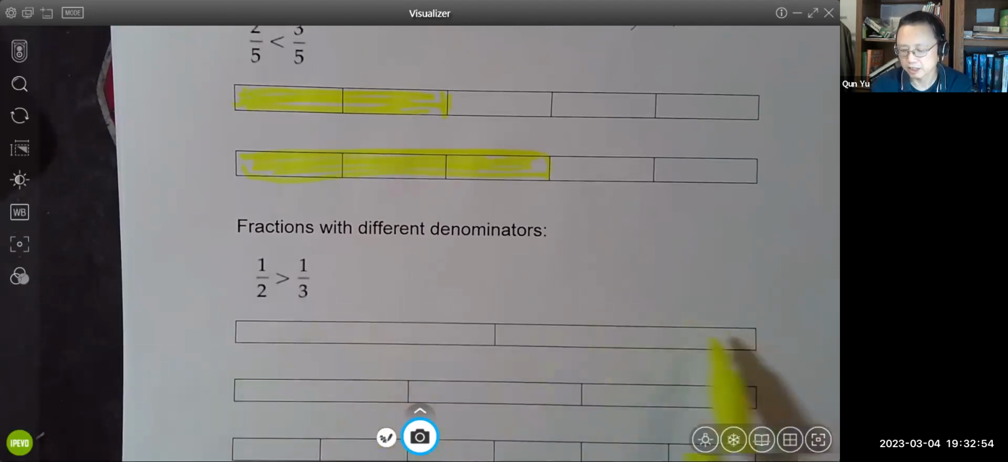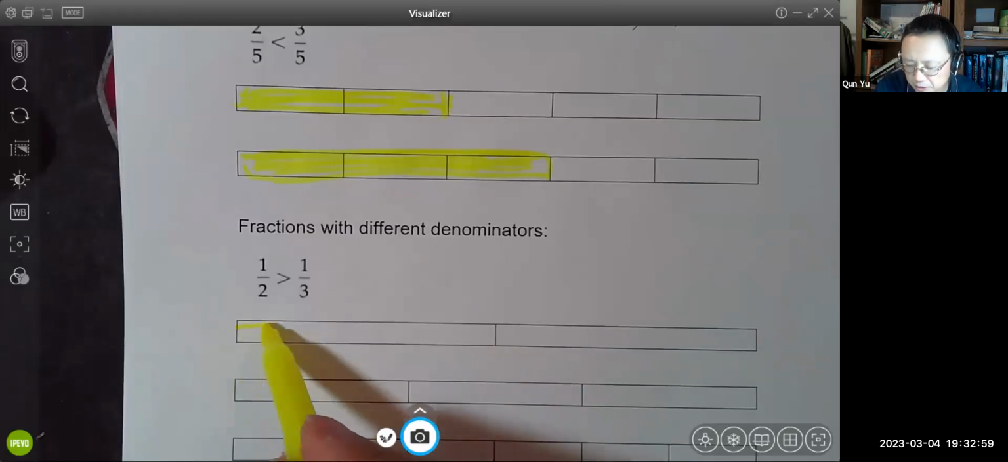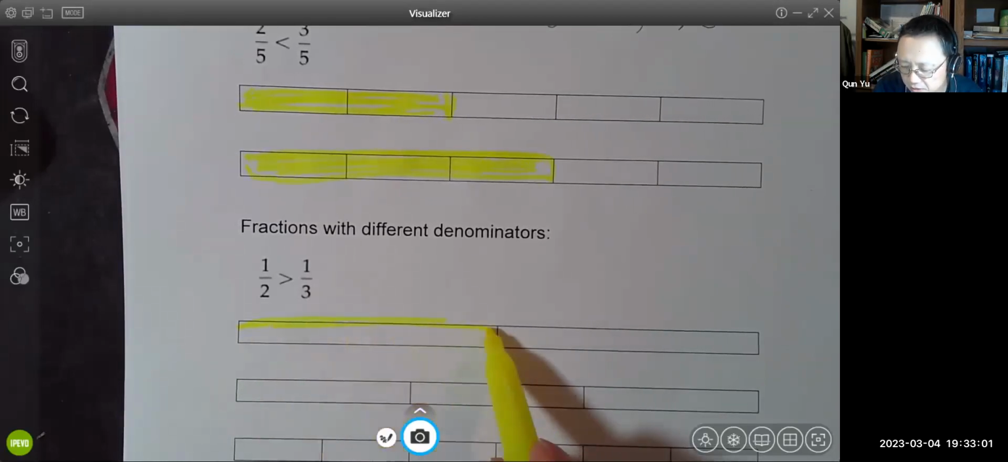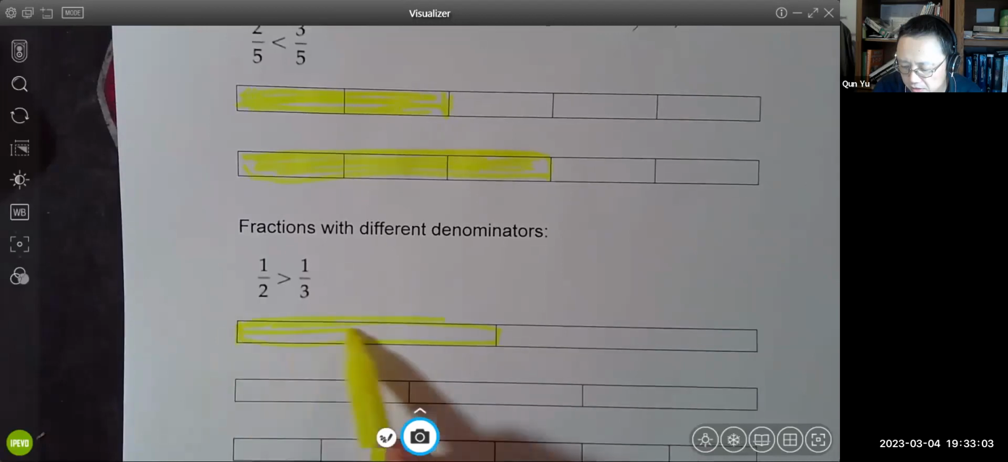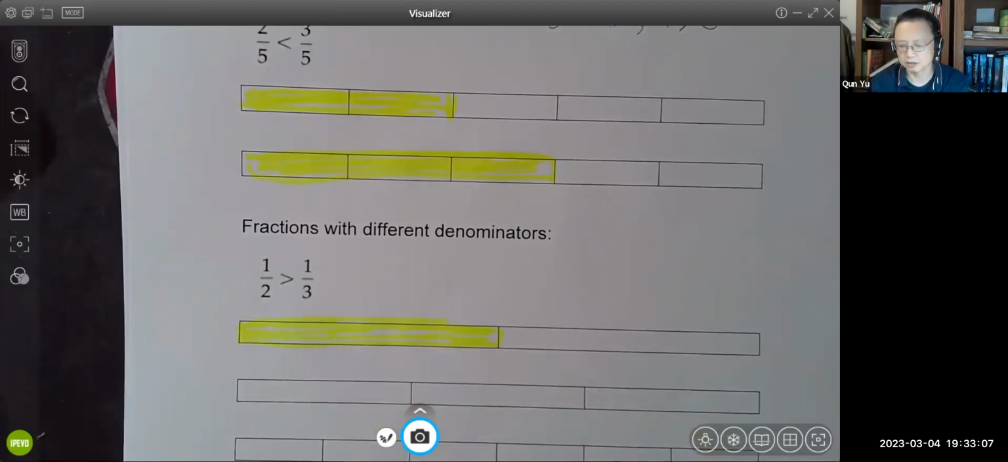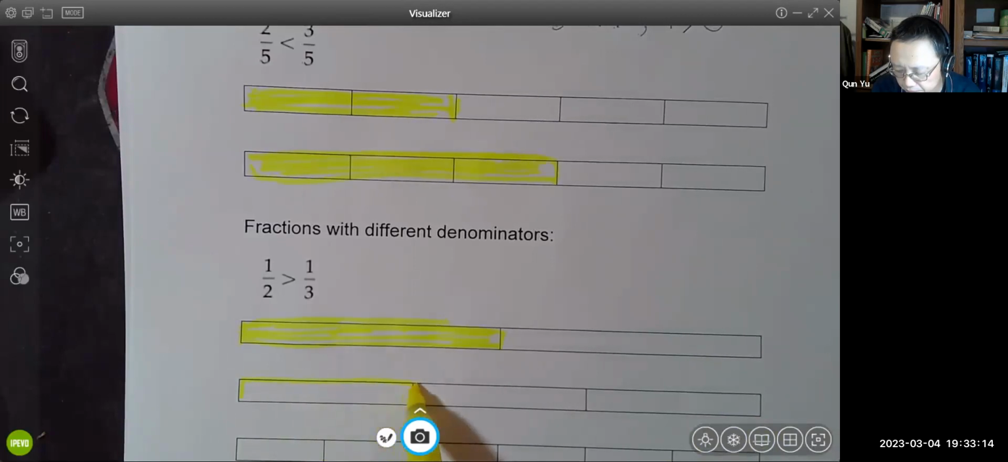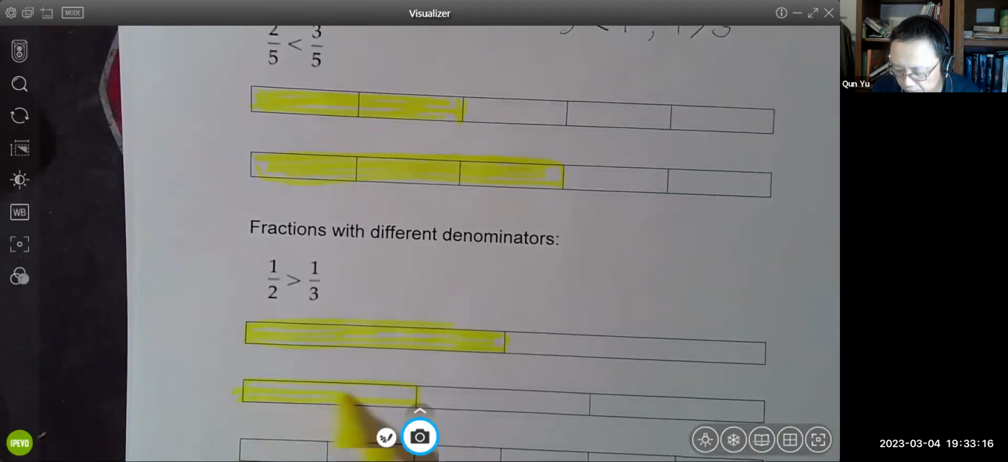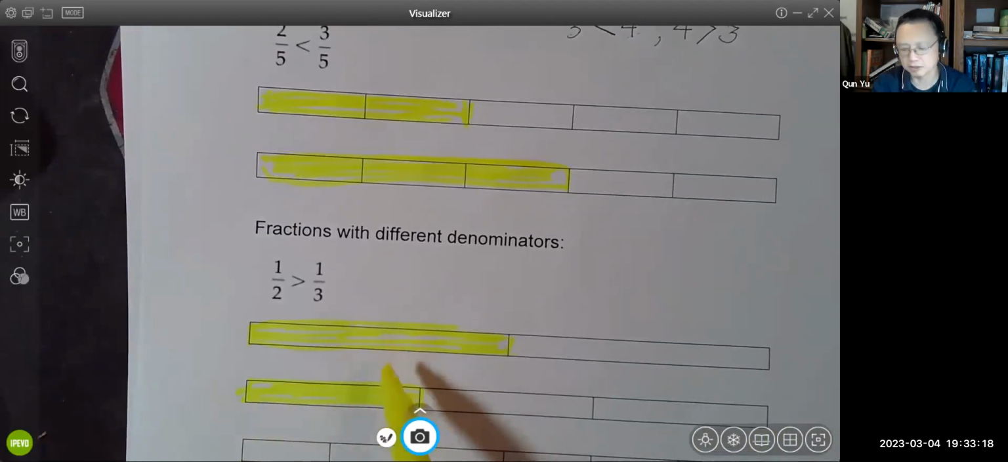This whole thing is divided into 2 equal parts. 1/2 means 1 part, right? So this is a half. Now, what is 1/3? You divide the same whole thing into 3 equal parts, and you get 1 part. Apparently, 1/2 is bigger than 1/3.